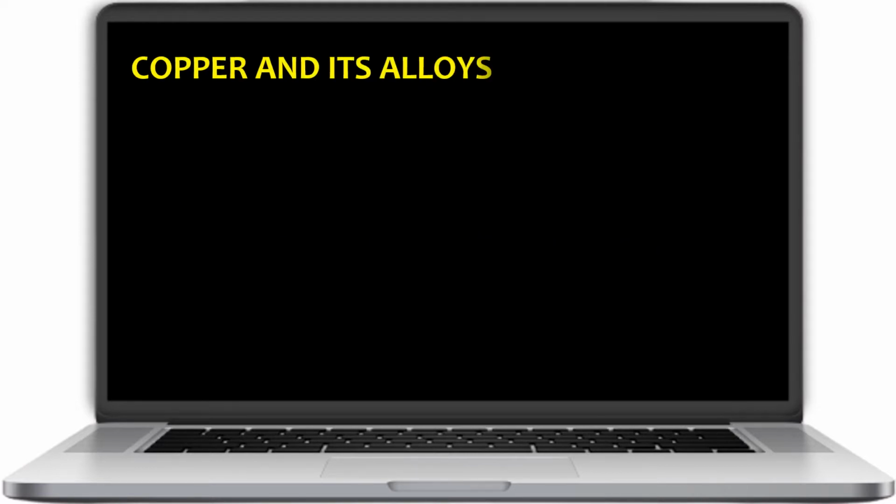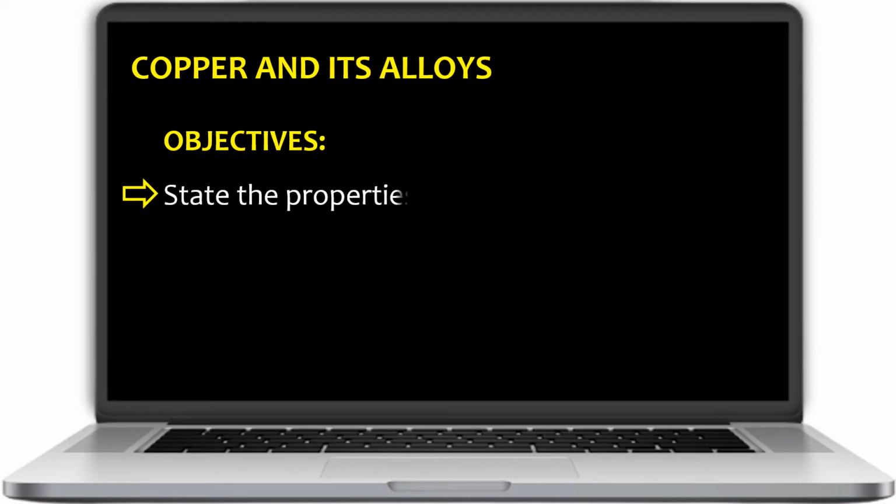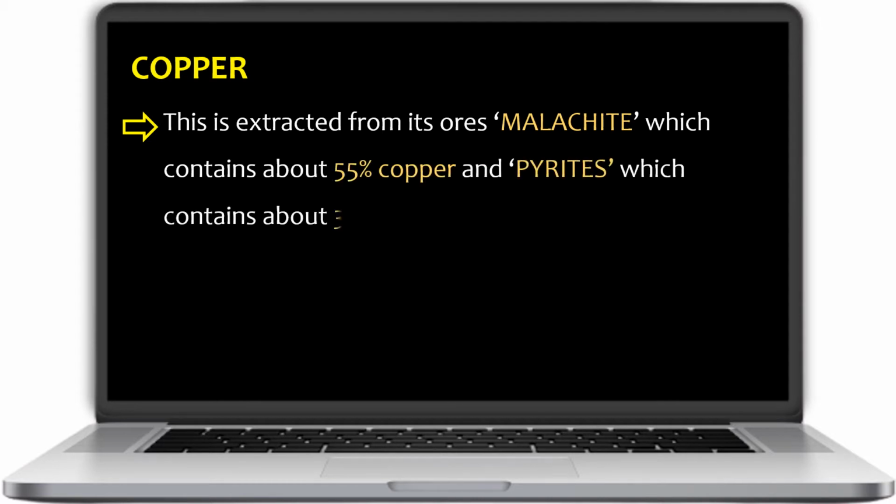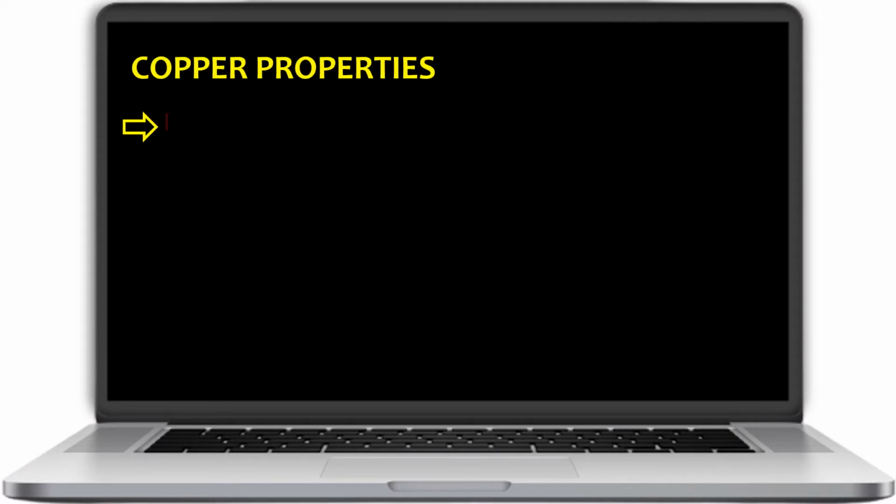Copper and its alloys. Let's see the objectives of this topic. At the end of this lesson you shall be able to state the properties and uses of copper and its alloys. Copper. This is extracted from its ores, malachite, which contains about 55% copper, and pyrites, which contains about 32% copper. Let's see the copper properties.